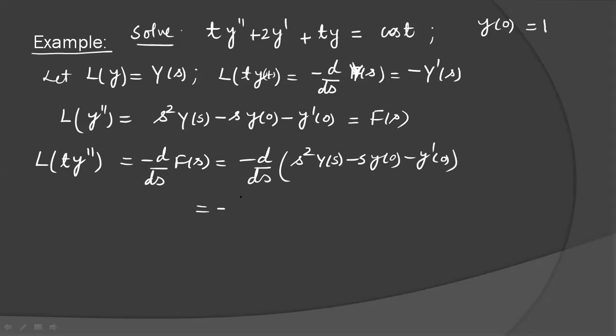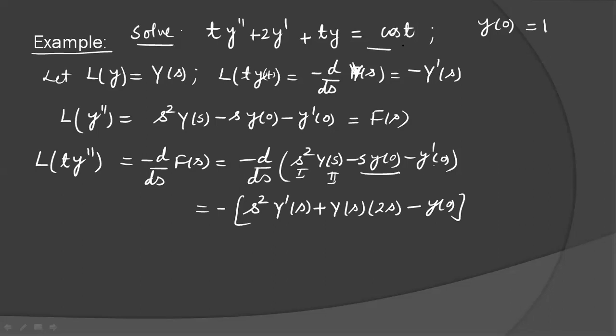So it will give you minus, it has two functions of s. First is outside, derivative of Y(s) is Y dash(s), plus Y(s) outside, derivative of s square is 2s, minus derivative of s is 1, so it will be y(0), and derivative of this will be 0. So this is the Laplace of t y dash. Now this is equation 1, take Laplace transform of 1 both sides.